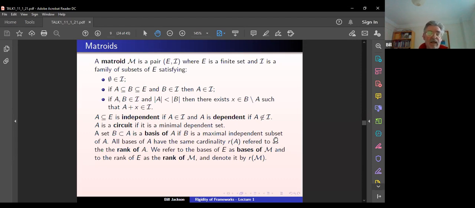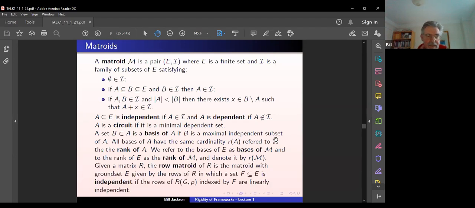And this size, this cardinality, allows us to define a rank function, which maps the subsets of E into the non-negative integers. So the rank of any subset is the size of a maximum independent set of the subset. And I'd like to apply this terminology to the whole matroid. So any base of the ground set E, I will also refer to as a base of the matroid M. And the size of a maximum independent subset of E, a base of E, I will also refer to as the rank of M, and I'll denote it by r(M).